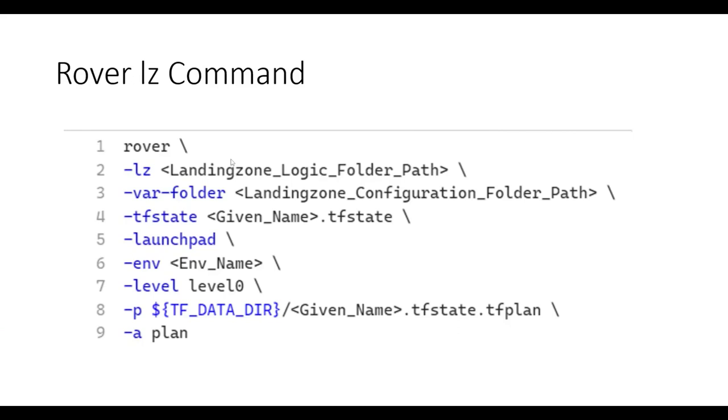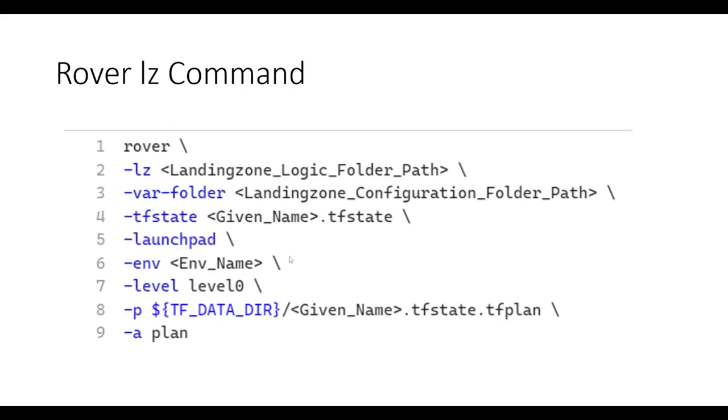Now let's take a look at the rover command itself. The rover command has different parts. First of all, with the LZ switch, you have to give the logic path. With the var folder switch, you have to give the tfvars file path. The tfstate switch is for the name of the tfstate file. The launchpad switch is very specific: if you want to deploy a launchpad. If the launchpad is already deployed, you don't need to use that switch, and if you have used it mistakenly, no problem.